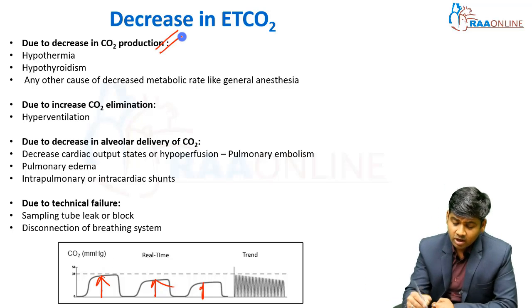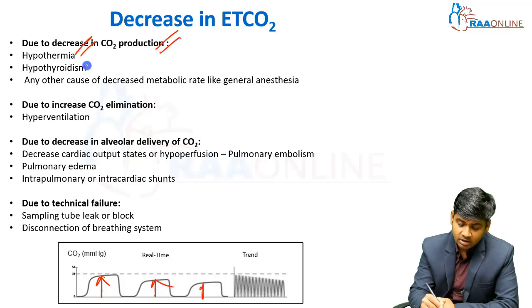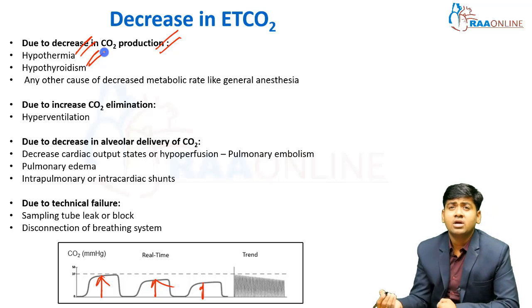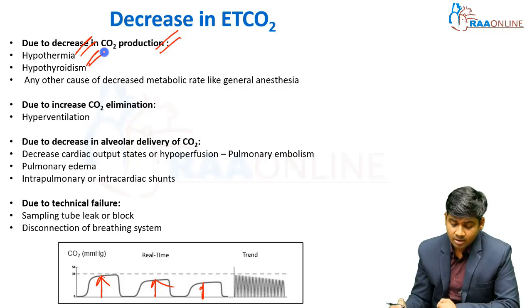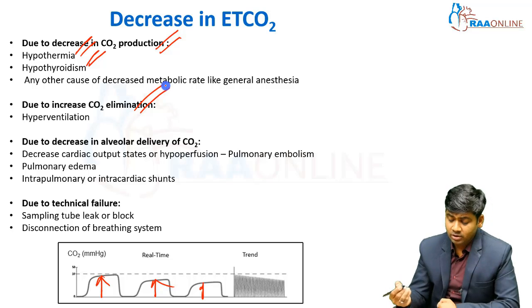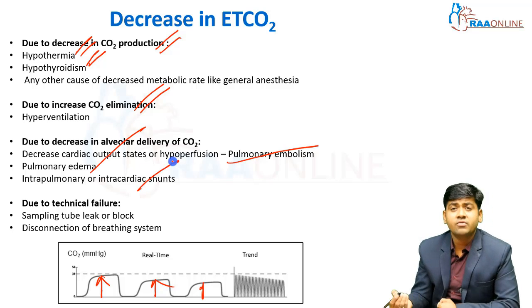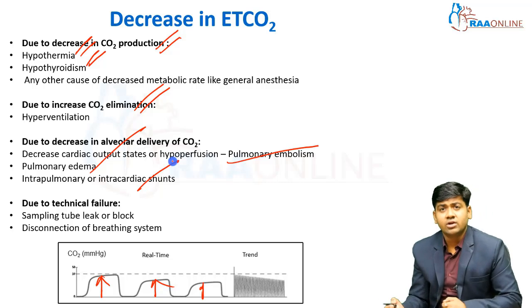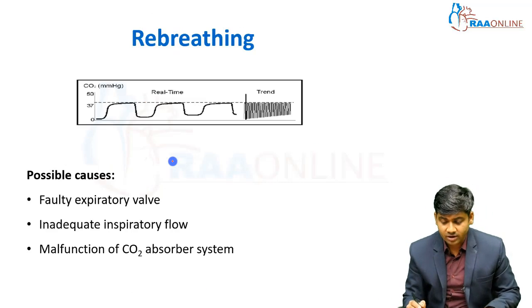Decrease in CO2 production, like in hypothermia, hypothyroidism, any other causes of decrease in metabolic rate like general anesthesia. Increase in CO2 elimination like hyperventilation, we have already discussed this slide. Due to decrease in the delivery of CO2 like pulmonary embolism, pulmonary edema or different cardiac shunts, and due to technical failure. So these are the causes of decrease in CO2 values.